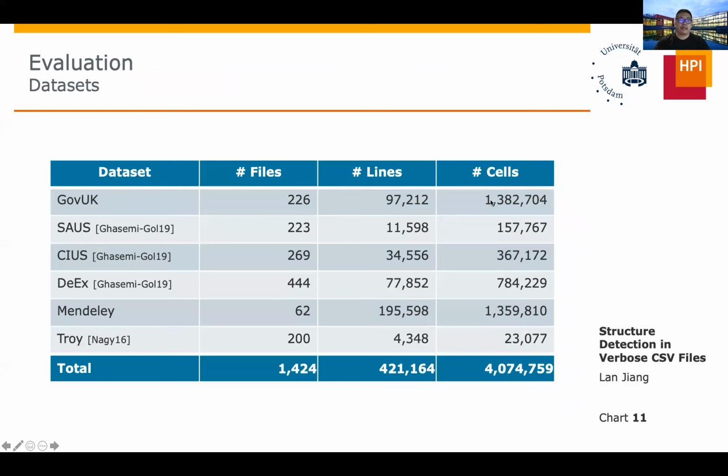To evaluate our approach and compare it to related work, we use 6 datasets from different domains, including administration data, business data, and academia data. Some of these datasets are from previous works, while others were crawled from the internet by ourselves. In the end, we have in total about 1,400 files and more than 400,000 lines and more than 4 million non-empty cells. All these lines and cells can be used to enrich the training set of our approach.